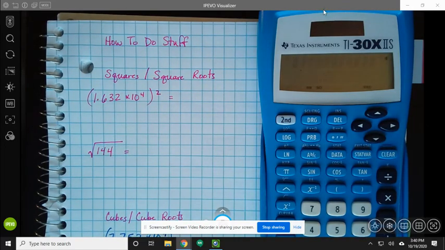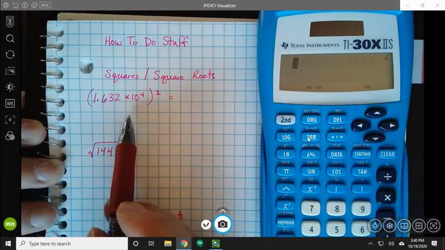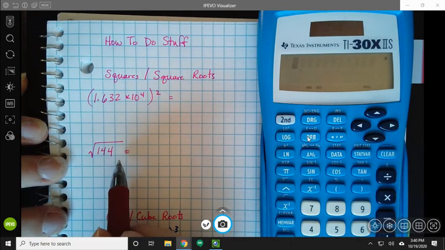Hi there, students. This is a quick video on how to do some of the stuff we are working on right now in class. The first thing I want to do is go through how you square something and how you find the square root of something.